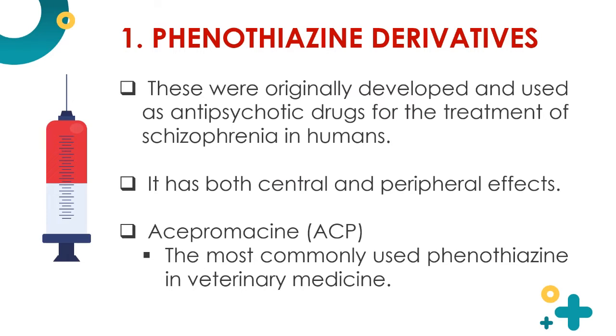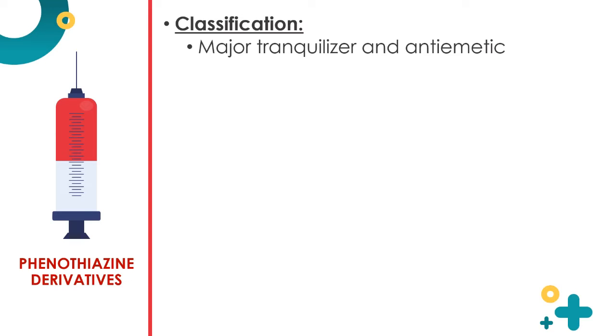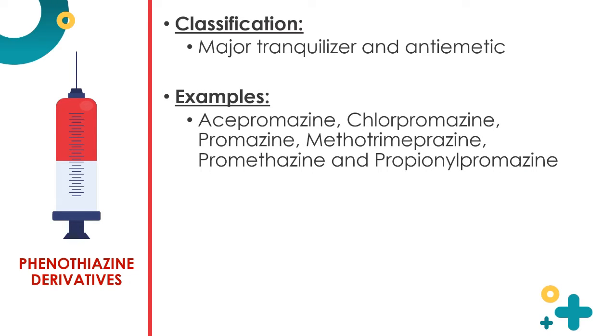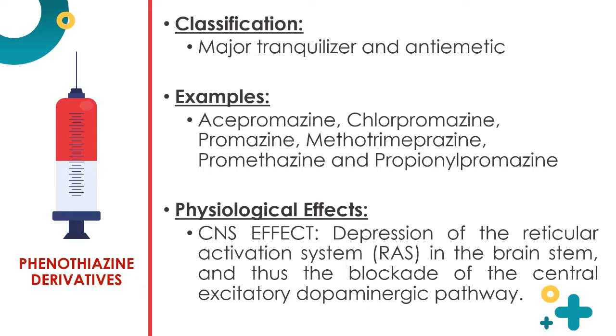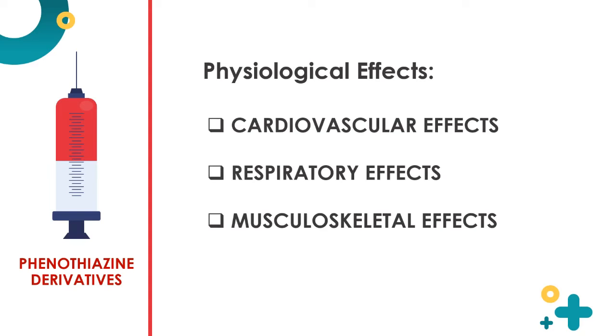Phenothiazines were originally developed and used as antipsychotic drugs for the treatment of schizophrenia in people. However, they have been used in veterinary medicine as tranquilizers. They have physiological effects such as the depression of the reticular activating system in the brainstem and thus the blockade of the central excitatory dopaminergic pathway. They block the peripheral alpha-adrenergic receptors in vasculature. They have mild effects upon respiratory activity, and they provide good muscle relaxation.